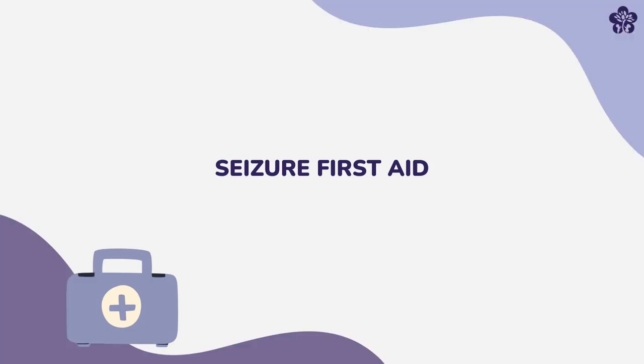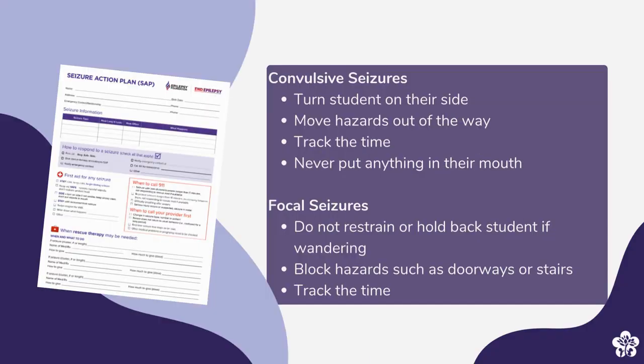First aid for seizures is aimed at keeping the person safe until the seizure stops on its own. First aid for convulsive seizures is very intuitive. Your main job is to ensure that the student is safe. You can do that by turning the student on his or her side, protecting their head, and removing hazards out of the way. Track the time as soon as the seizure begins and never put anything in the person's mouth.